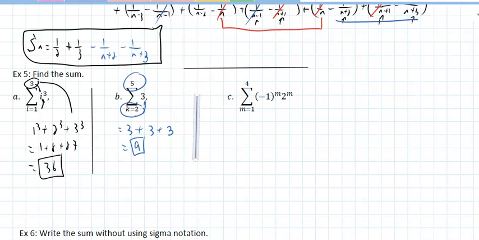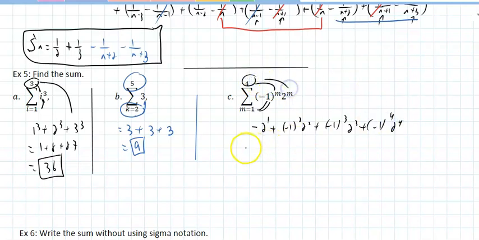And if you go on the next one, I'm going to start with 1. So that's negative 1 times 2 to the 1, plus negative 1 squared times 2 squared, plus negative 1 cubed times 2 cubed, plus negative 1 to the 4th times 2 to the 4th. And once you plug in 4, you're done. So that's negative 2 plus 4 minus 8 plus 16. That is 20 minus 12, which is an 8.